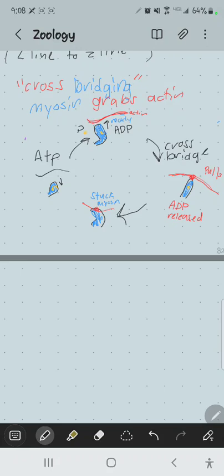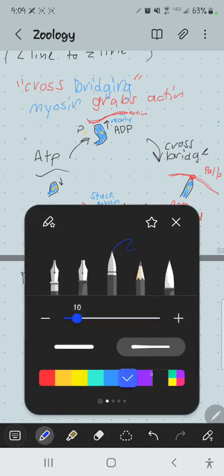Rigor mortis is a term that we use for this stiffening of the muscles after death, and it literally means stiff or tough death. So rigor means difficult or tough or stiff, and mortis means dead. So 6 to 8 hours when it's warm, or 8 to 12 hours when it's cooler, most animals will go into rigor mortis.